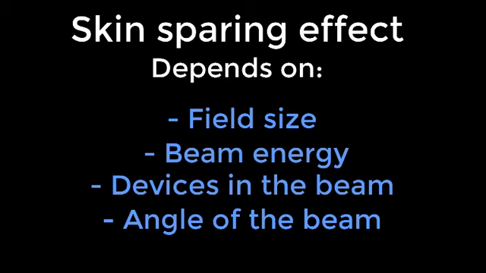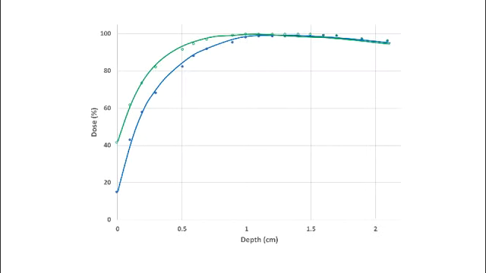one by one. So first of all, let's look at field size. Here I'm showing the percent depth dose curve for a 6 MV beam, again adapted from that reference I showed you.